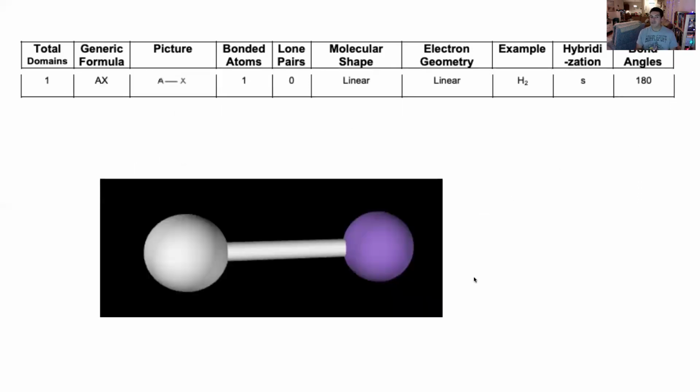So as we look through this chart, 1 domain is real simple. Generic formula AX, we can't swap it, right? Because otherwise we would have an individual atom if we tried to do the lone pair. So AX, this is the simplest possible geometry we could have. 1 bonded atom, 0 lone pairs. It is linear. H2, hydrogen will form AX. It's s hybridization, bond angle 180 degrees.